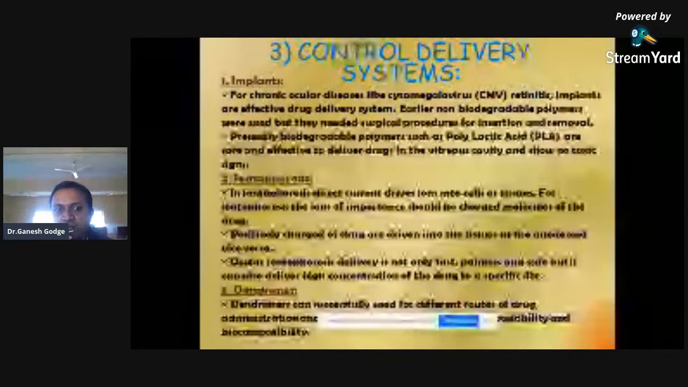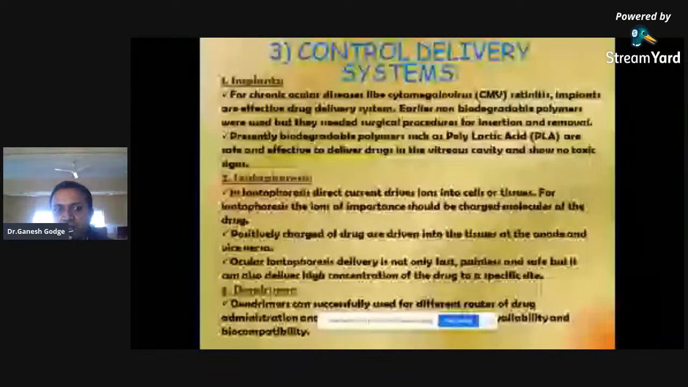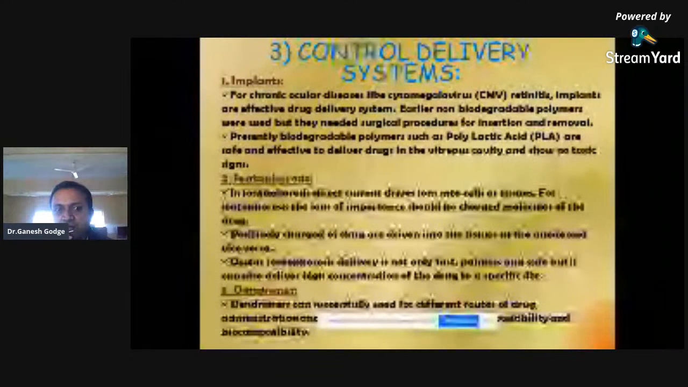Earlier, non-biodegradable polymers were used, but they needed a surgical procedure for insertion and removal. Nowadays, biodegradable polymers are also available for preparation of implants. Basically, what are implants? Implants are a polymeric bag-like structure in which you embed your active ingredient, and later on that bag is sealed, and that sealed bag is installed into the vicinity of your site of administration. Say for example, this time your ocular sac, so you have to install that implant over the surface of your ocular sac.